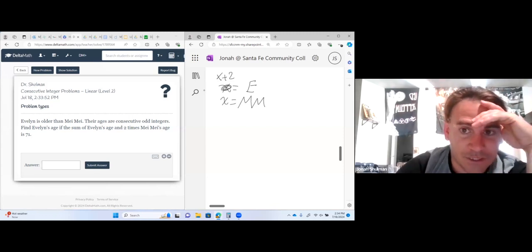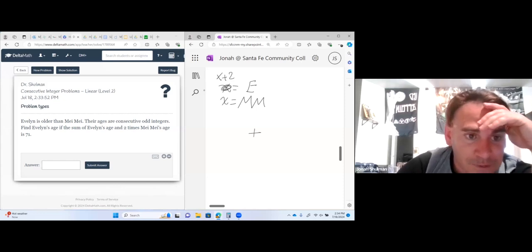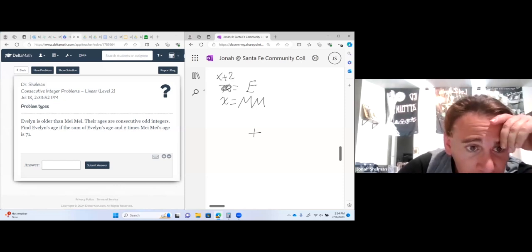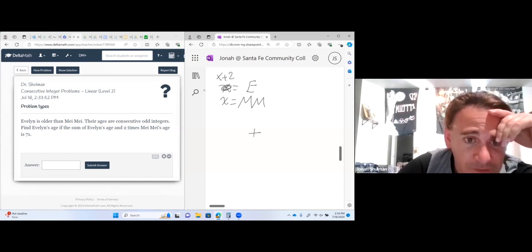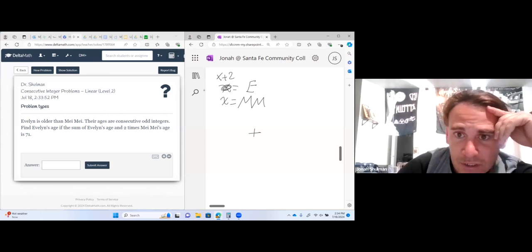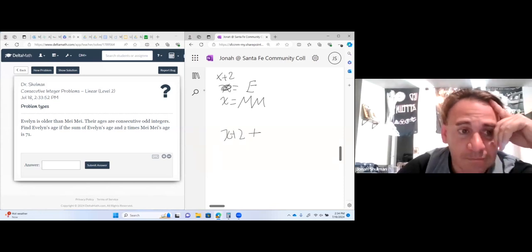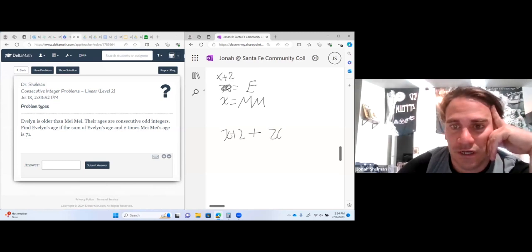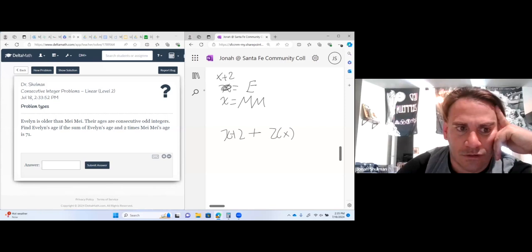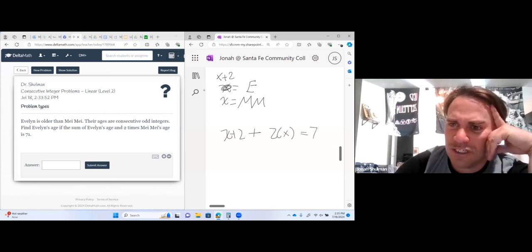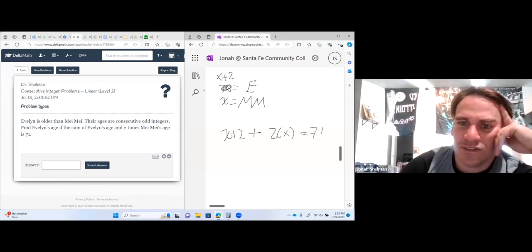Find Evelyn's age if the sum, so we're adding them together. The sum of Evelyn's age, Evelyn is x plus 2, and 2 times May's age. So this is 2 times, oh, hers is just x, is 71. How tricky was that? So 2x's and 1x, that's 3x plus 2 equals 71.